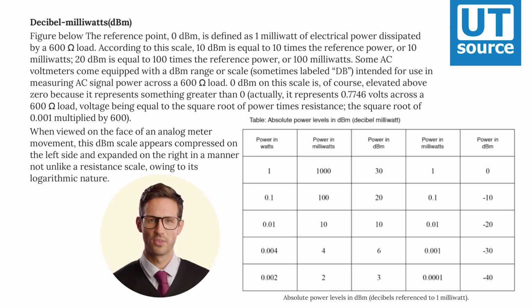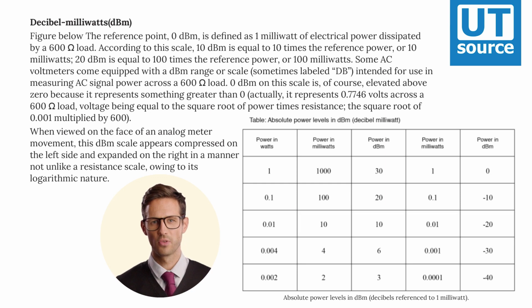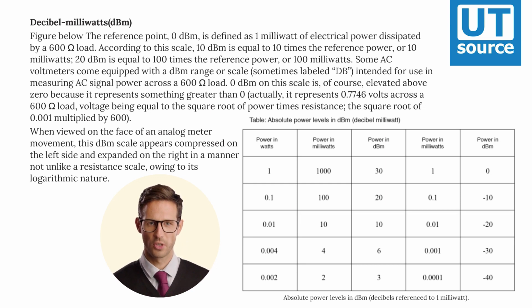Some AC voltmeters come equipped with a dBm range or scale, sometimes labeled dB, intended for use in measuring AC signal power across a 600 ohm load. 0 dBm on this scale is, of course, elevated above 0 because it represents something greater than 0. Actually, it represents 0.7746 volts across a 600 ohm load, voltage being equal to the square root of power times resistance: the square root of 0.001, multiplied by 600.